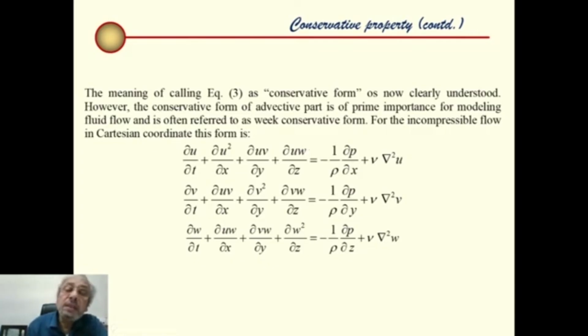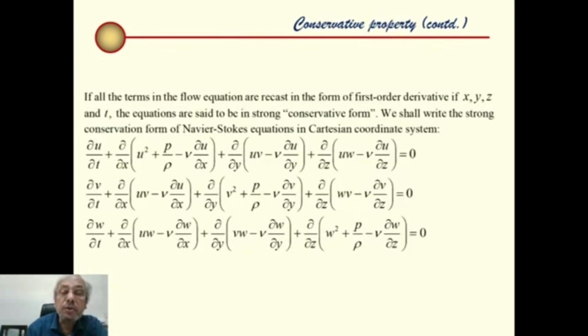So we have learned, first, the conservative form of the convective term. It always balances the convective flux through its definition. Second, this conservative form of the equation can be written in two different ways: weak conservative form and strong conservative form.